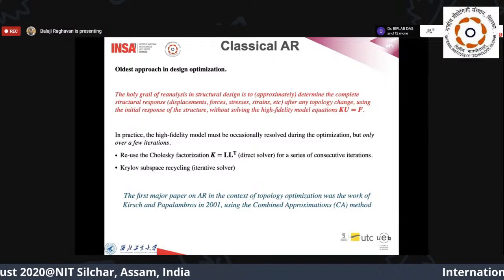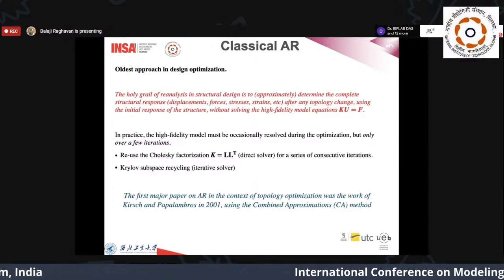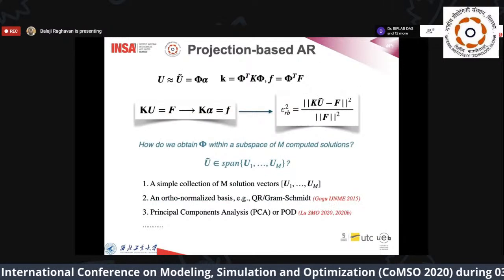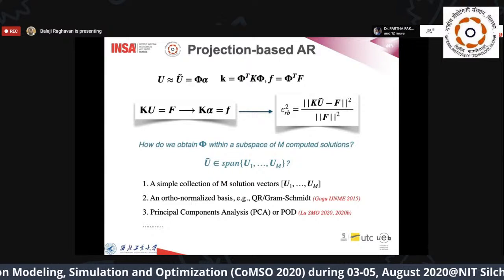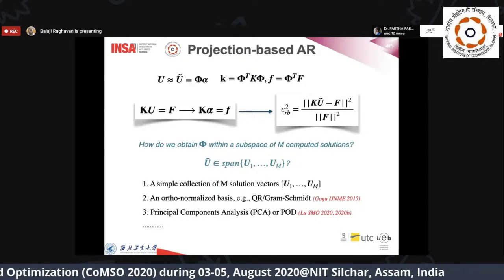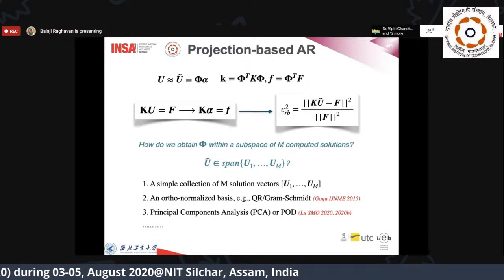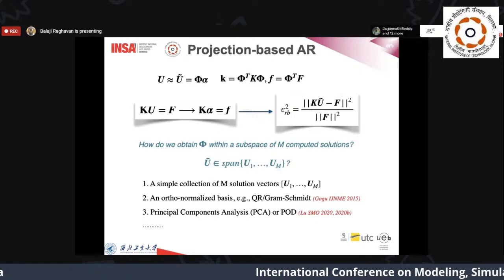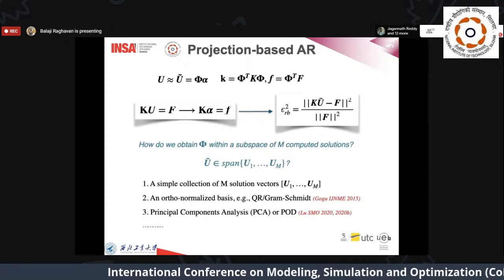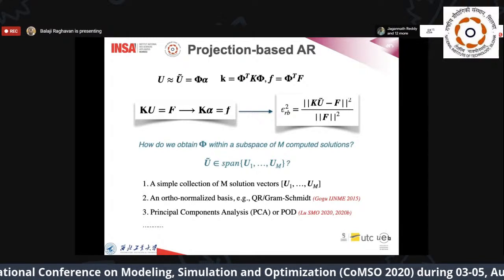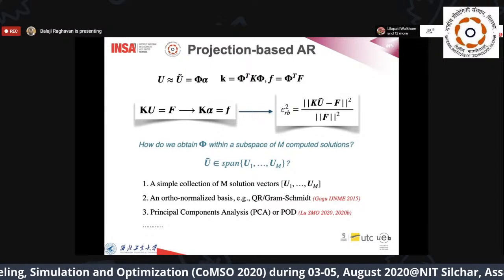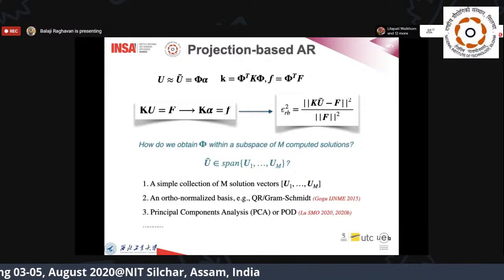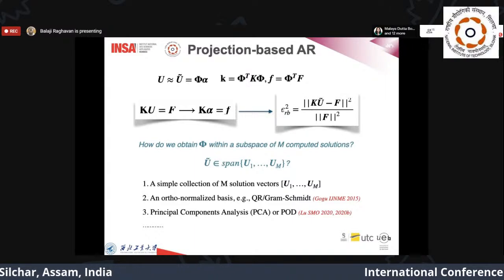Okay. So the first major paper was the work of Kirsch and Papalambros using what we call the combined approximation method. Okay. So this is what typically I do. We use what's called projection-based approximate reanalysis, where we hope that there is a space, okay? You have a subspace of M computed solutions, and we assume M computed solutions U1 to UM, okay? These are the displacement vectors. And you hope that your approximate solution belongs to the space.